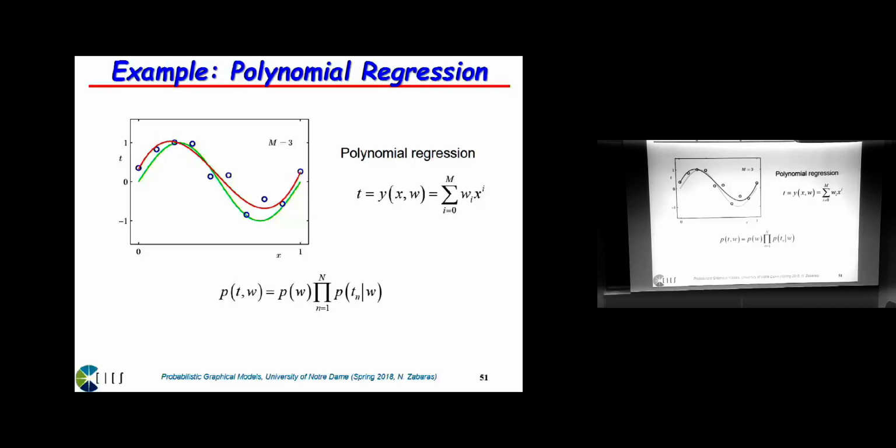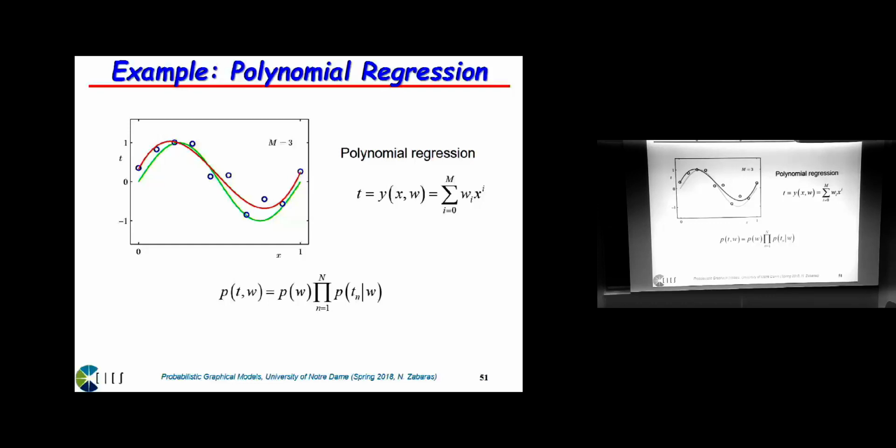So let's say we are given some data, x and t are the target values, and we try to do Bayesian fitting in the sense that for some new x, we want to be able to predict the value of t and also the uncertainty in t.